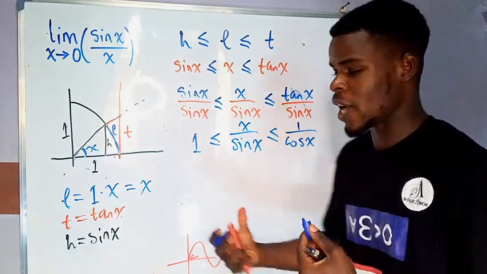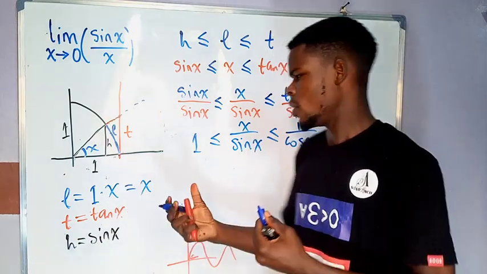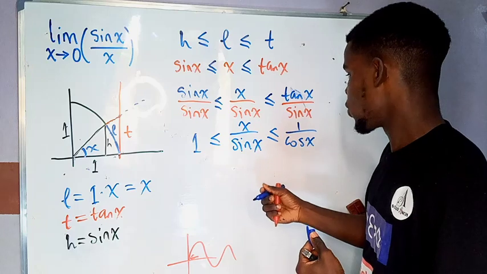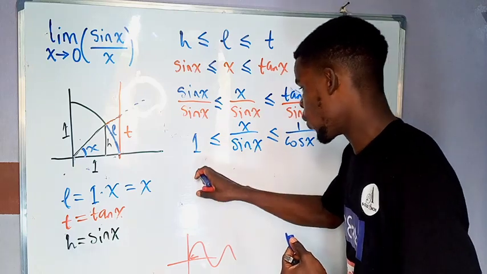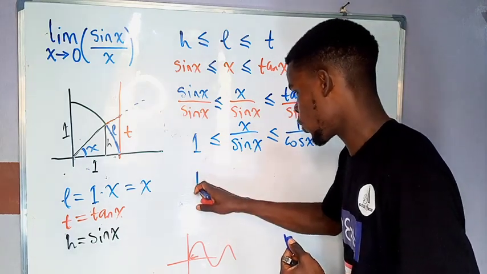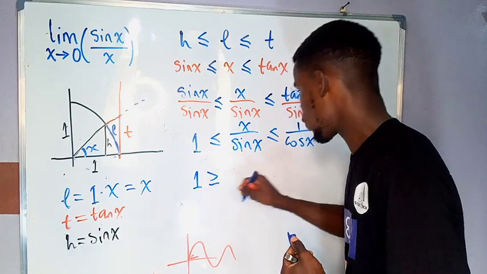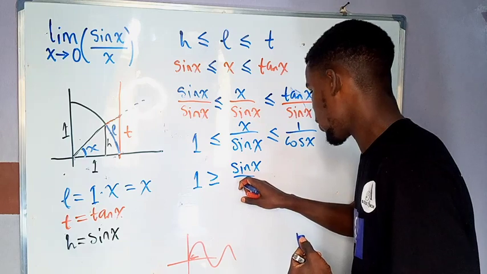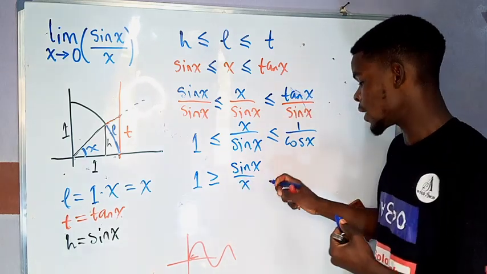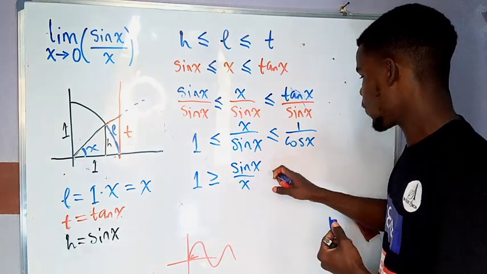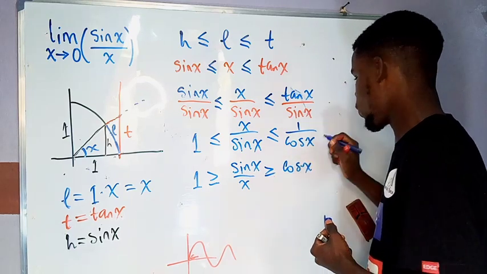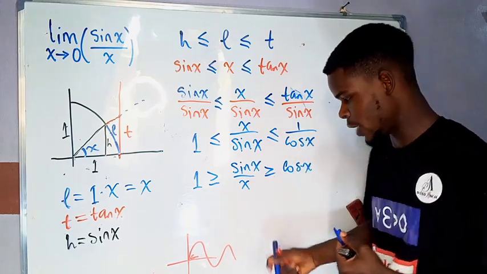Okay, so you notice that if you invert it, the order of the inequality will change. So that means by inverting, we're going to have 1 over 1 is greater than or equal to sine x over x. So when you are multiplying or dividing through the inequality by a negative number, or you are inverting, like taking the reciprocal, you have to change the order.